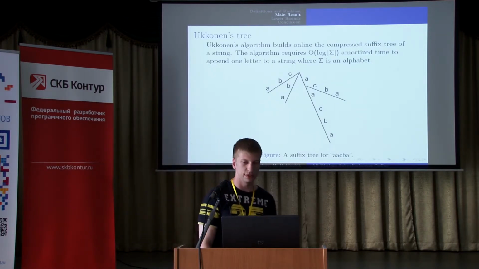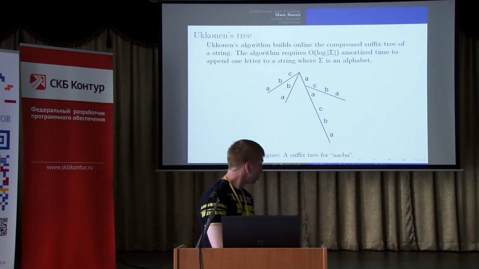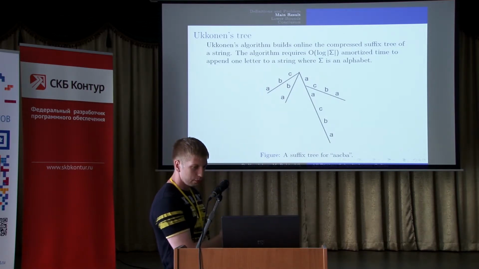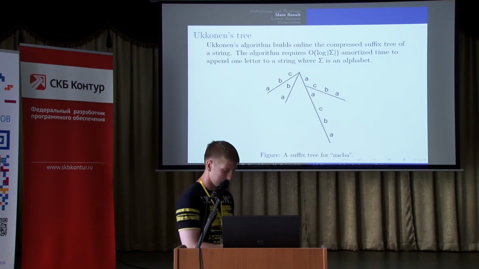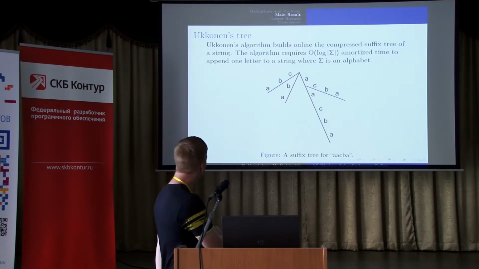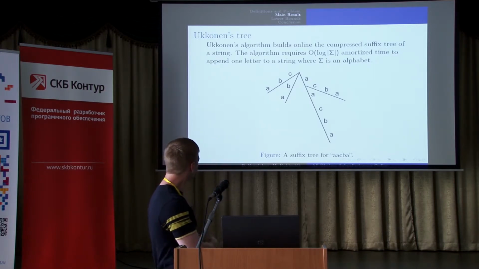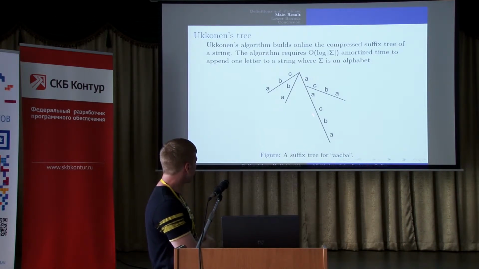I recall what a suffix tree is. A suffix tree is a trie in which we can read every suffix of the string. This is the example for the string AACBA. This is a suffix tree. We can read AACBA, ACBA, CBA, BA, A.